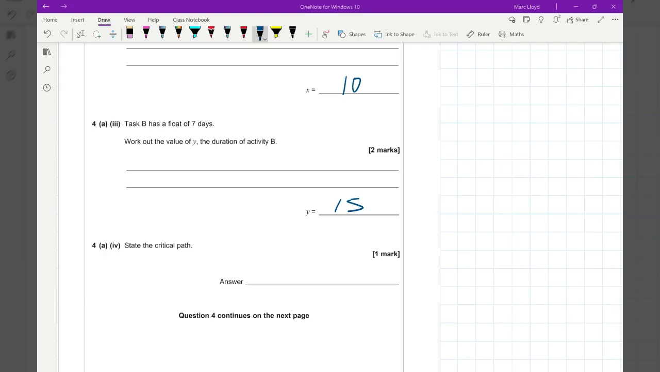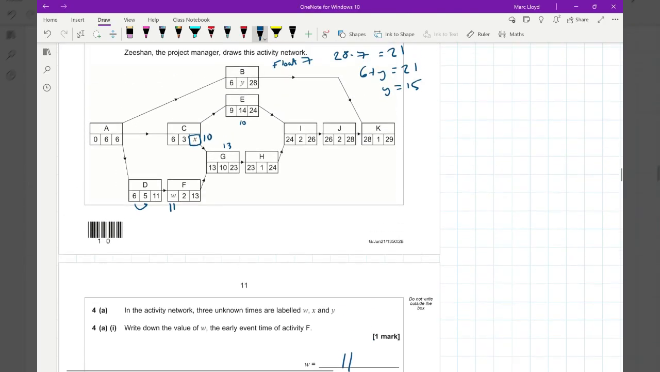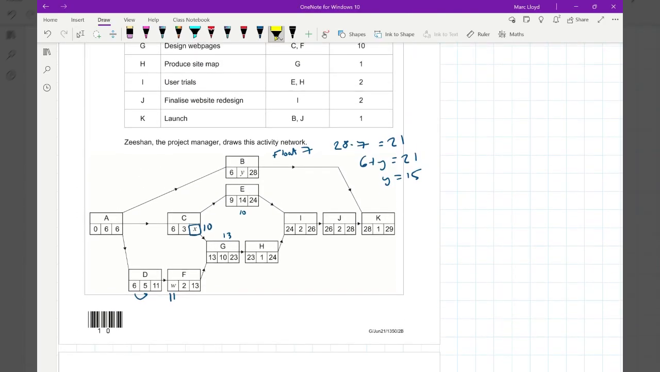Okay, next is to state the critical path. So that'll be where the first two add up to the last one. So of course we've got float time at B, so that's not going to be critical. Neither C, so it's D that's critical, therefore meaning F is critical. G, 13 plus 10 is 23. H must be critical, and then it's all critical from there.